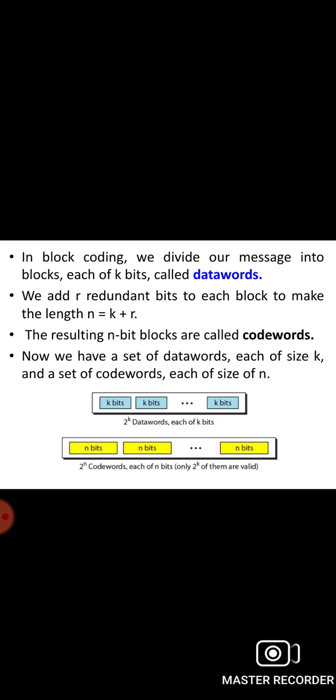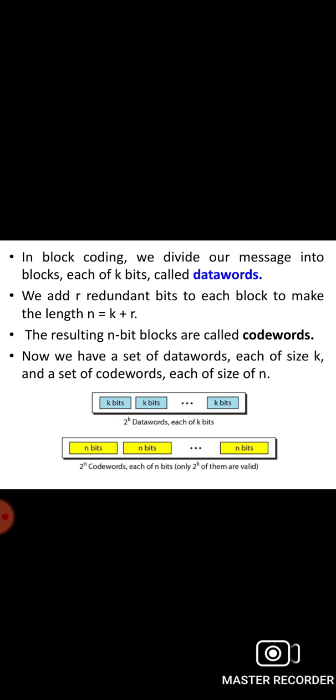In block coding, we divide our message into blocks, each of k bits called data bits. And we add r redundant bits to each block to make the length n equal to k plus r, which you can see in this diagram. The resulting n-bit blocks are called code words. How the extra r bits are chosen or calculated is something we are going to see now. For the moment, it is important to know that we have a set of data words, each of size k, and a set of code words, each of size n, right?